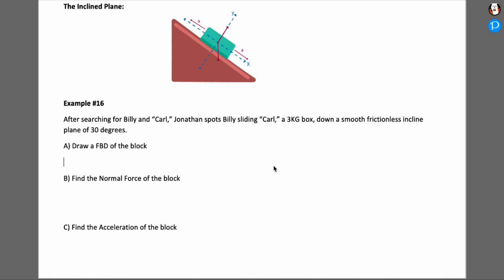Guys, Mr. Carlson here. Let's talk about forces on an inclined plane. That's what we're talking about today, the inclined plane.